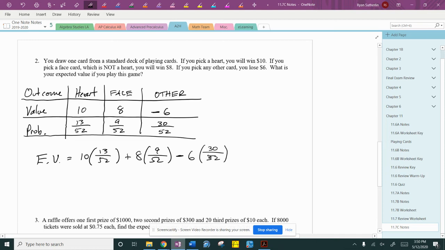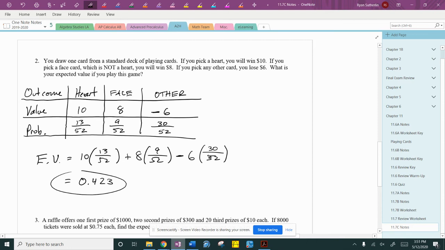And so I'm going to calculate that here real quick to see what my expected value would be for playing this game. So I have 6, the last one, 6 times 30 over 52. And I get the expected value to be positive. So 0.423. If the expected value is positive, you should play that.